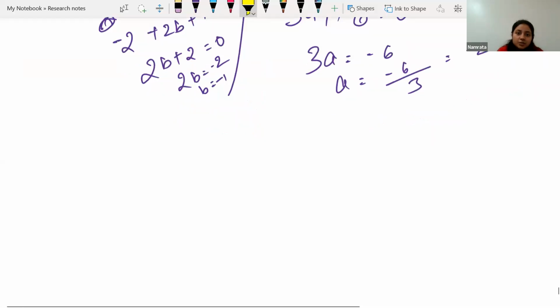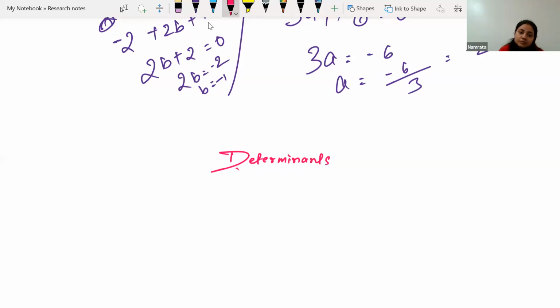So we are going to start today the next concept. The next topic after matrices is determinants. Basically, a determinant is just like a number, a value. When all the numbers are given and we find the determinant, we will get a value. This determinant is a value which is associated with a square matrix.